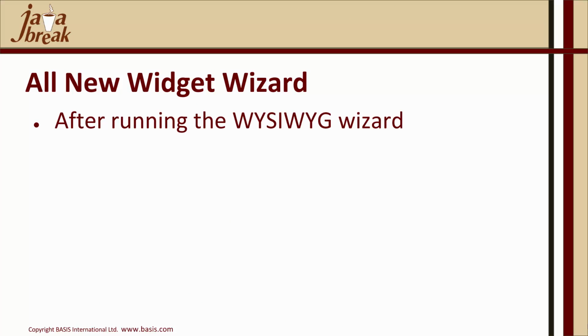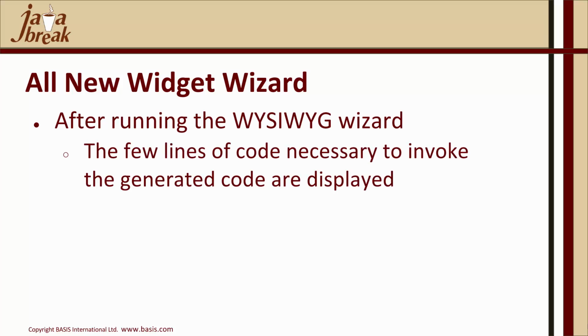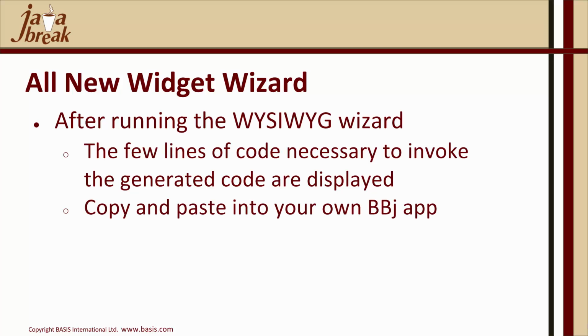After running the WYSIWYG wizard, the summary page of the wizard will show you the few lines of code that are necessary for you to invoke that code within your application. You can copy and paste it into your BBJ app.